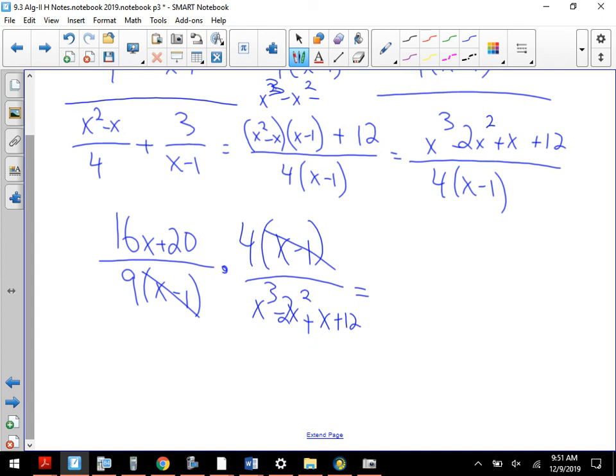And honestly, the only thing that's left to do is, remember I always say multiply out your numerators? You multiply out the numerator, you're just going to get 64x plus 80 all over 9 times the gross.